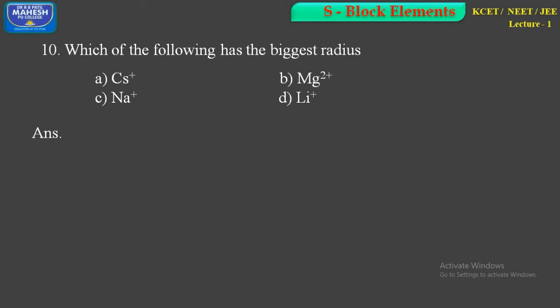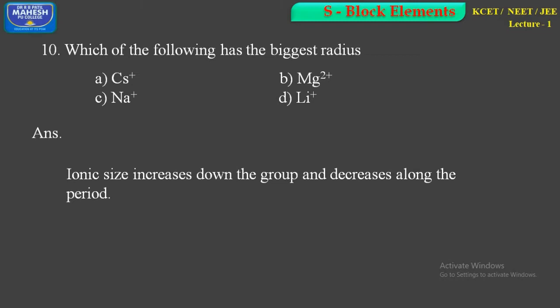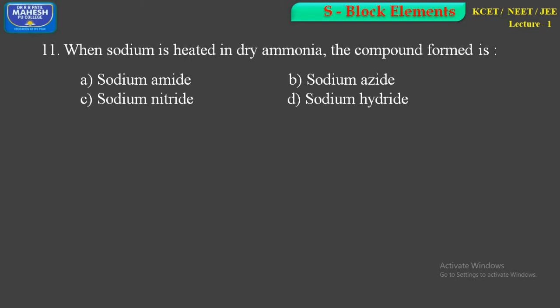As a result, cesium cation has the biggest ionic radius. Option A is the right answer. Question 11. When sodium is heated in dry ammonia, the compound formed is option A, sodium amide, option B, sodium azide, option C, sodium nitride, and option D, sodium hydride.